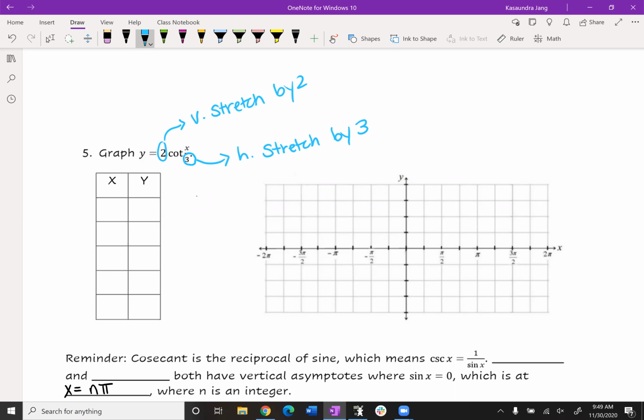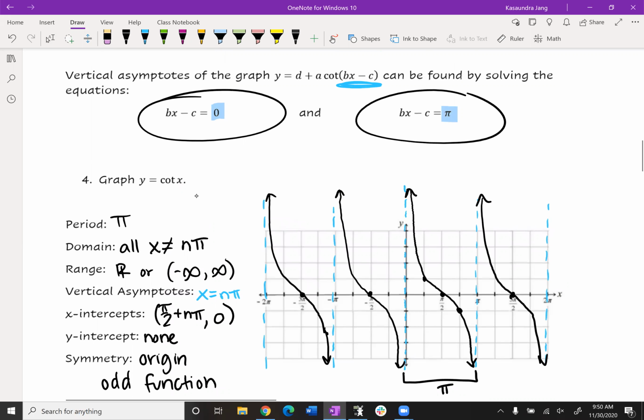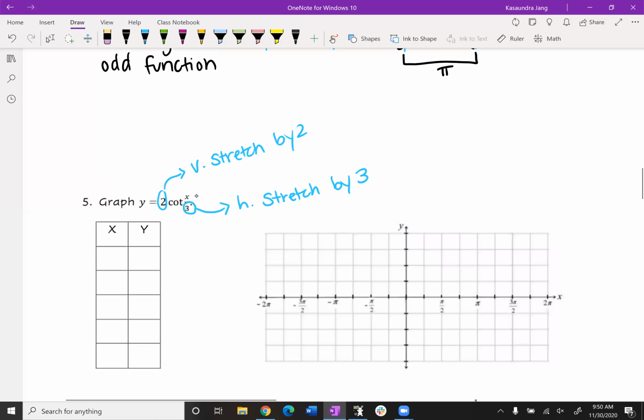The asymptotes were at 0 and pi. I have to do the bx minus c, whatever I'm taking the cotangent of has to be set equal to 0 and set equal to pi. In this case, I'm taking cotangent of x over 3. So I'm going to do x over 3 equal to 0 and x over 3 equal to pi. That'll help me figure out where the asymptotes are.